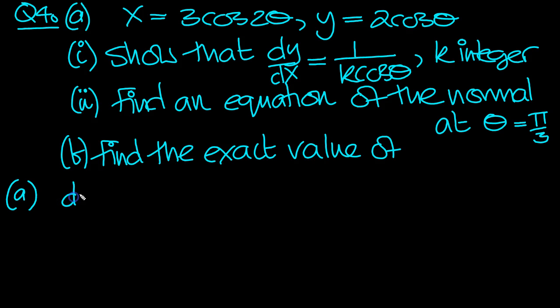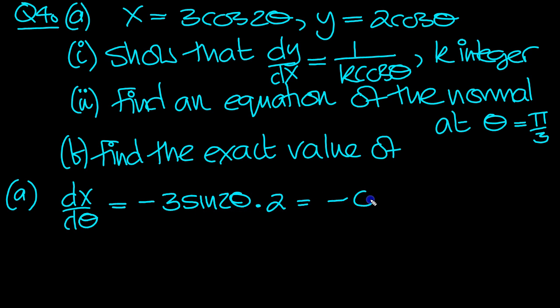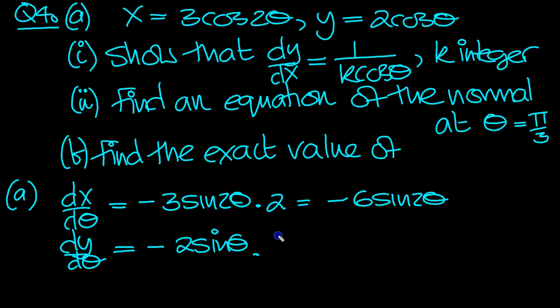So we need dy dx, so we need dx d theta, don't we? Cos goes to minus sine, doesn't it? So it's minus 3 sine of something multiplied by the something differentiated, which is a 2. So that's minus 6 sine 2 theta. Dy d theta? Let's differentiate with respect to theta here. Cos goes to minus sine. Minus 2 sine theta.